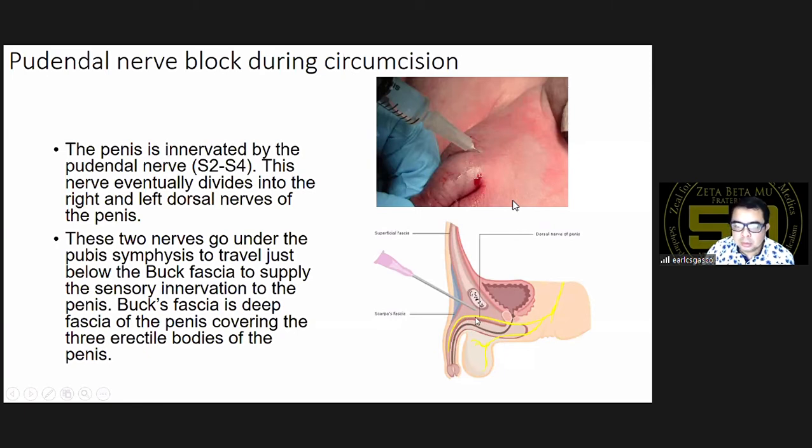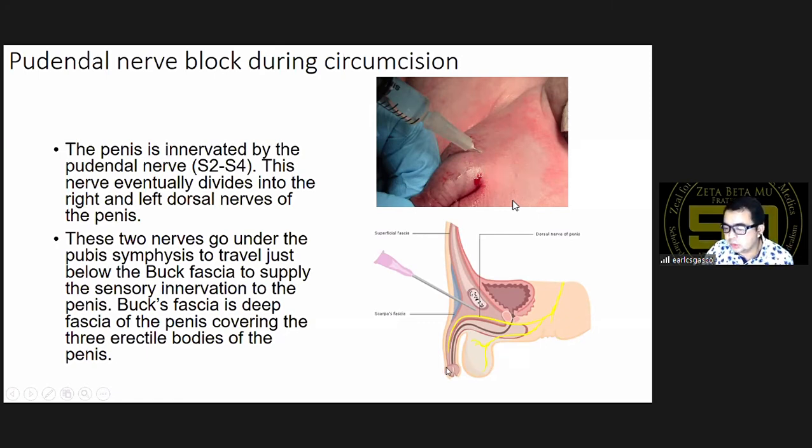These two nerves go under the pubic symphysis to travel just below the Buck's fascia. Again, I was the one who lectured on the male reproductive organs. The Buck's fascia is the deep fascia of the penis covering the three erectile bodies of the penis. So the two nerves go under the symphysis pubis, just below the Buck's fascia, to supply the sensory innervation of the penis. In older times, this is how my father was taught to do circumcision.